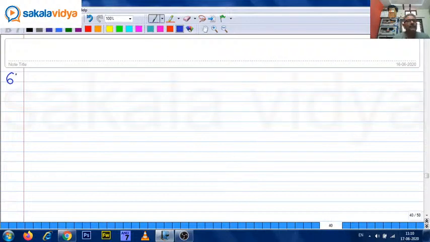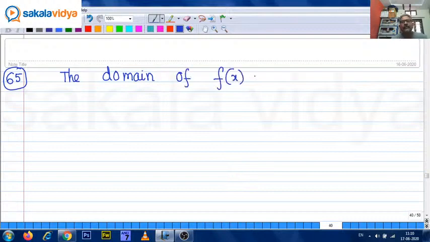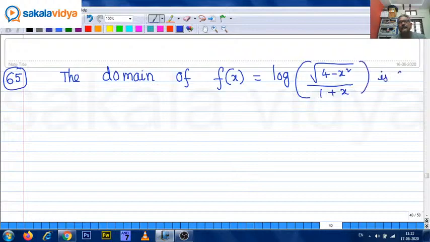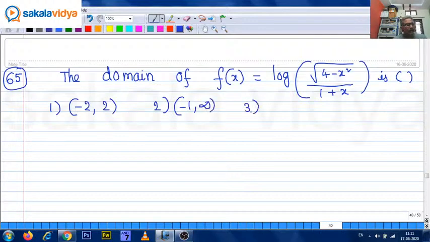65. The domain of f of x equals log of root over 4 minus x square upon 1 plus x is: first option minus 2 comma 2, second option minus 1 to infinity, third option closed minus 1 comma 2.